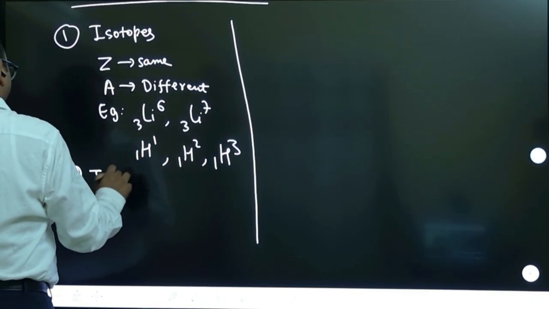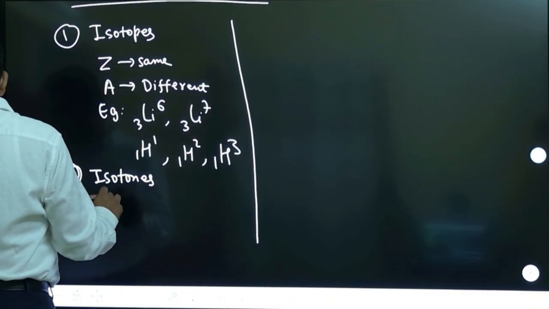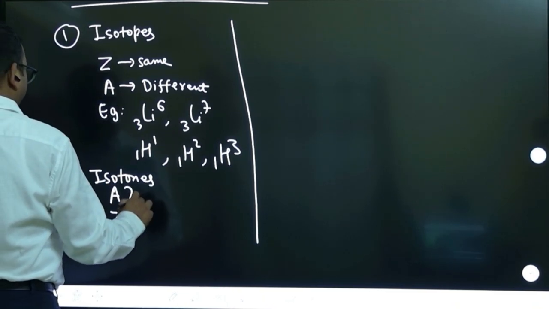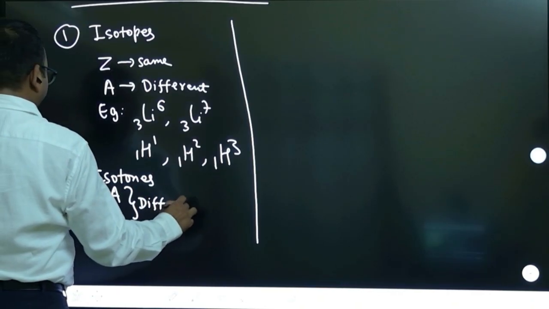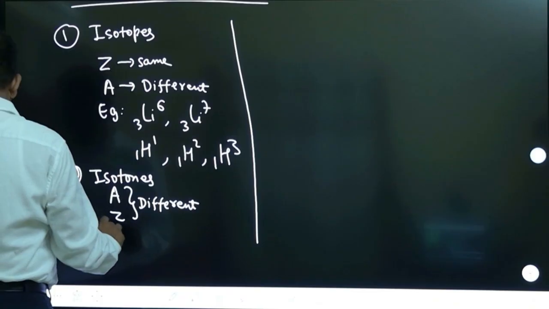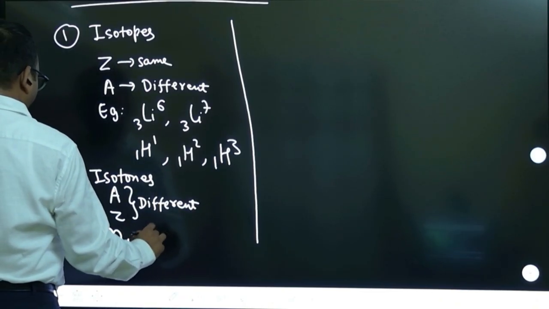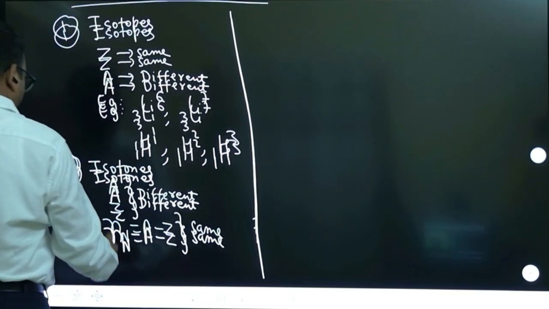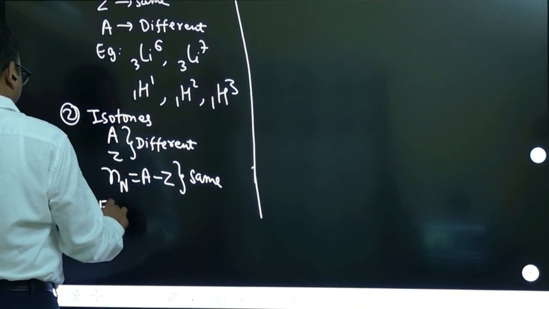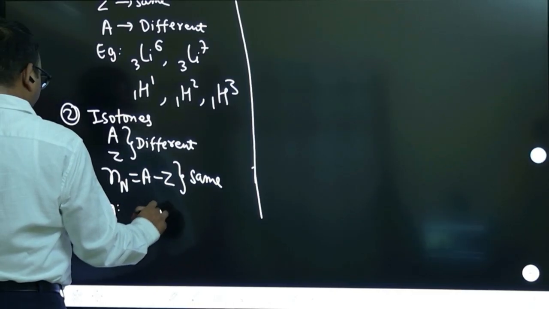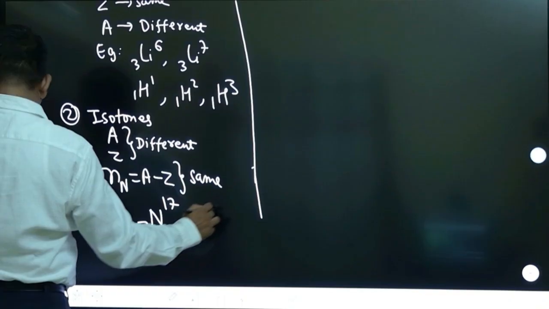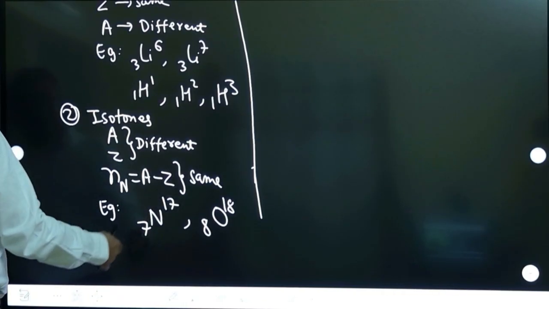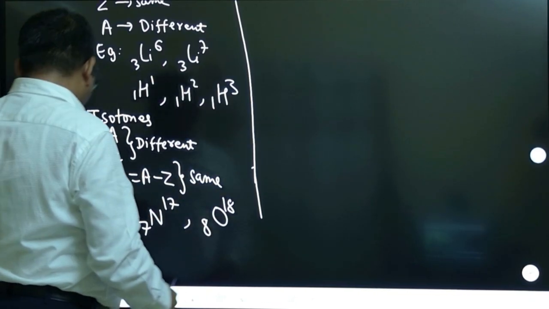Then isotones. What are isotones? Isotones have both A and Z different. But then what is same? The number of neutrons, which is A minus Z, this is going to be same in both the nuclei. So what are some of the examples? The examples are nitrogen 7 17, oxygen 8 18. You can see the difference: 17 minus 7 is 10, 18 minus 8 is 10. All these are same.